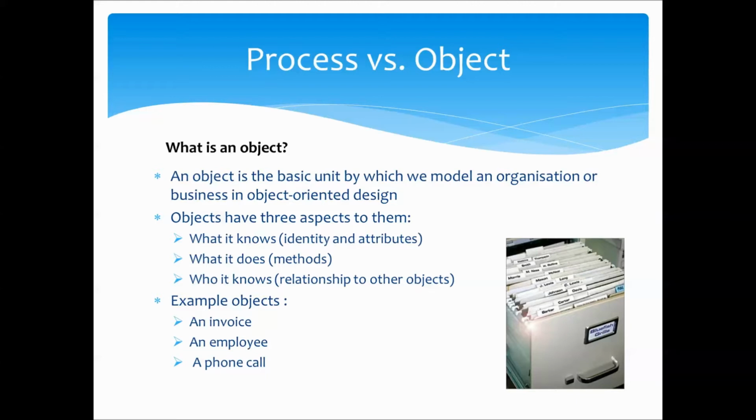So objects have three aspects to them. What it knows, which is its identity and attributes. What it does, its methods, otherwise known as functions. Who it knows, which is its relationships to other objects. Examples of an object in a business context might include an invoice, an employee, a phone call, or a client. Objects and the relationships between objects and business processes are represented by a series of diagrams and models collectively known as the Unified Modeling Language, which is a set of standards agreed upon by the development community.